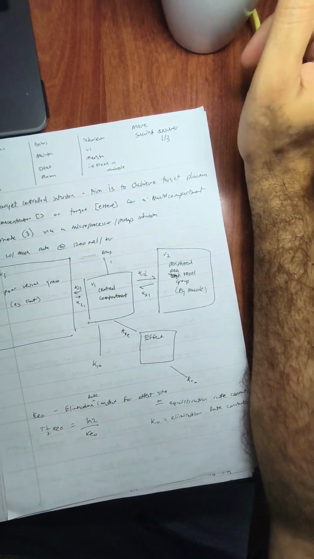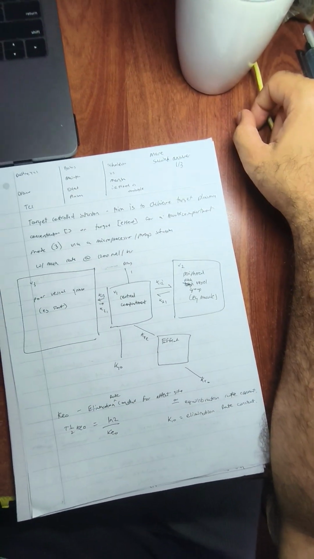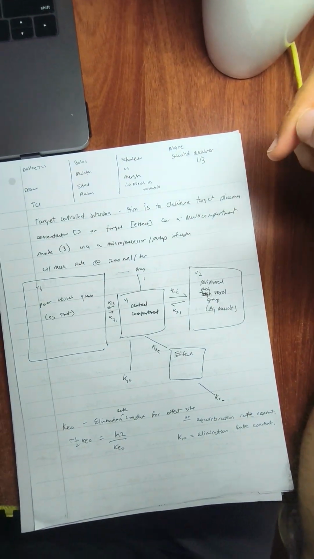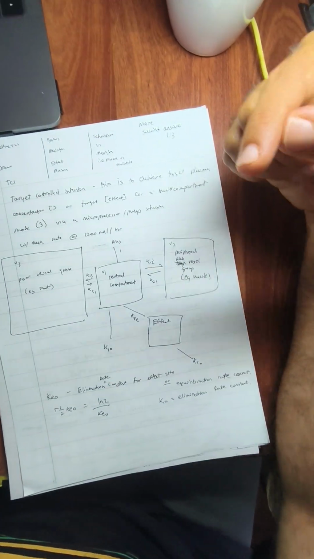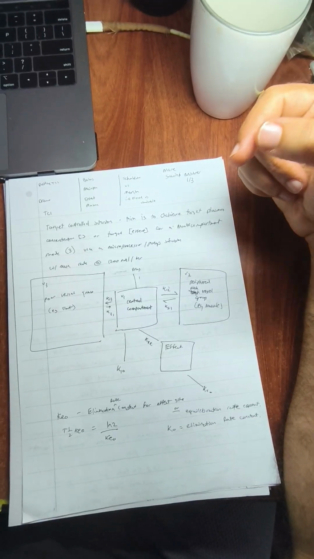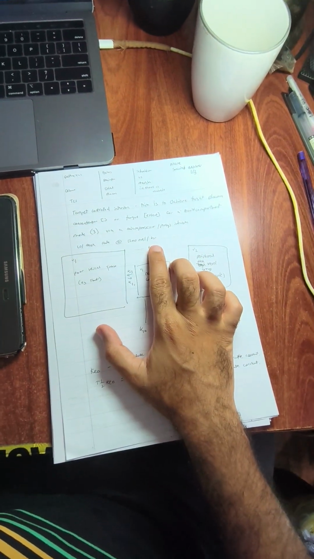So what is a TCI? TCI is a target-controlled infusion. The aim is to achieve target plasma concentration or target effect site for a multi-compartment model, 3 compartments, via a microprocessor with a maximum rate of 1200 mL per hour.